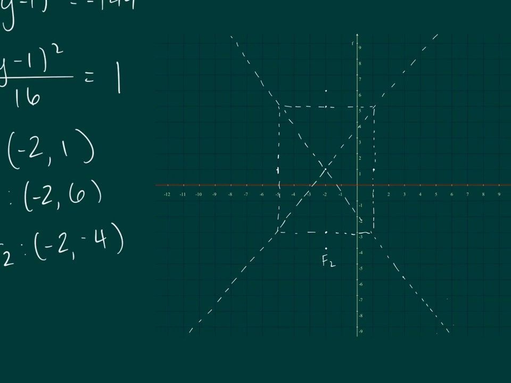And then to graph my hyperbola, it starts at that point we plotted to create part of our box and goes towards our asymptotes, like so. And there it is. There's our hyperbola. Okay.